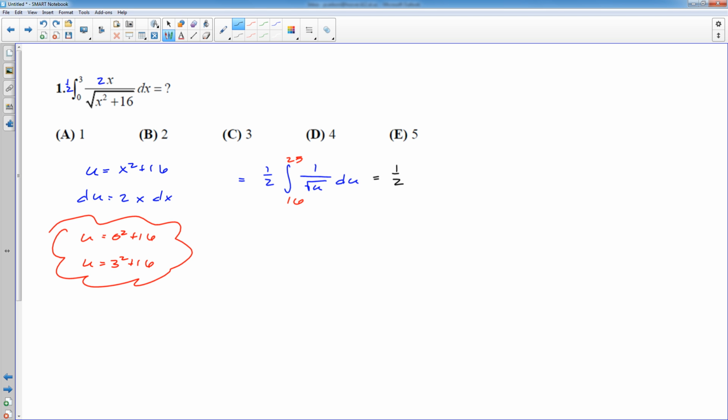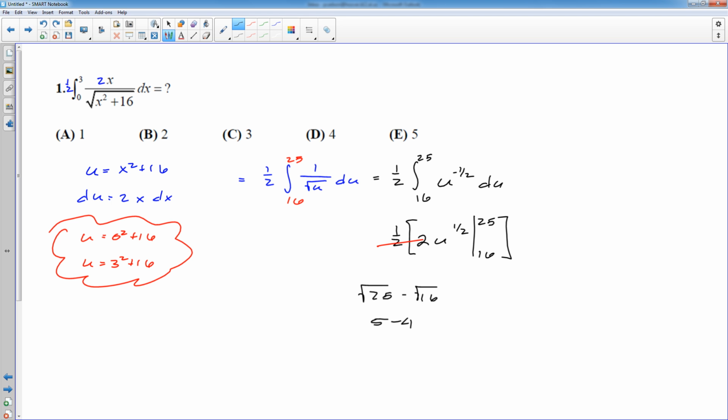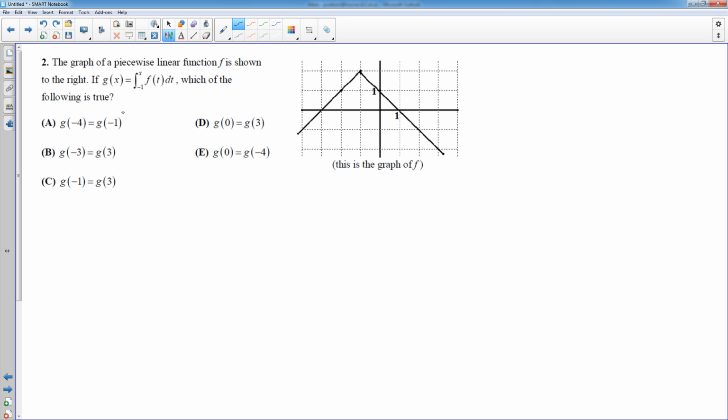So this will be 1/2 antiderivative. I'm going to bring that u up to the top as a negative 1/2 du. Integrate that. That would be 2u to the positive 1/2. Don't forget the 1/2 out front. And we'll evaluate this from 16 to 25. This is going to be very nice because 1/2 of 2 cancels. And we are left with the square root of 25 minus the square root of 16, which is 5 minus 4, which I believe is 1. So there's your answer to number 1, whatever.